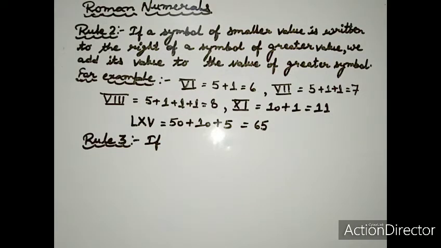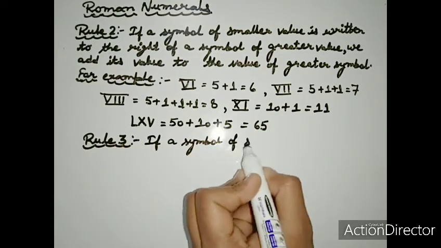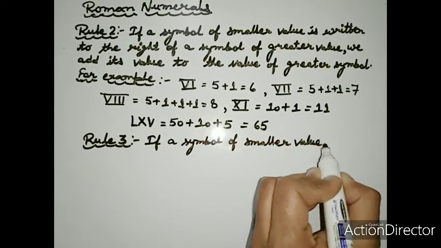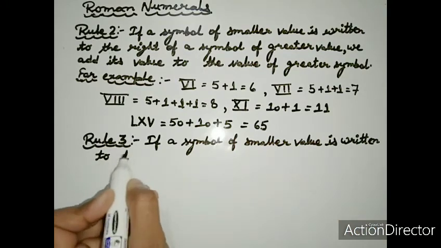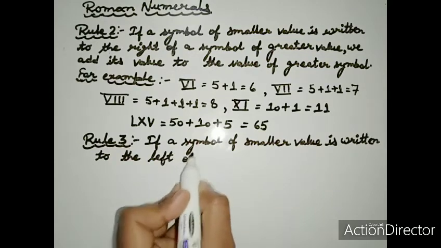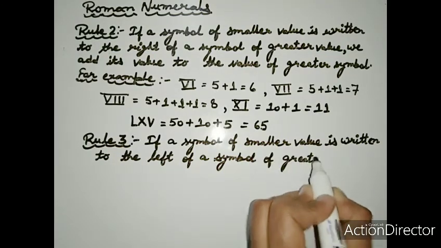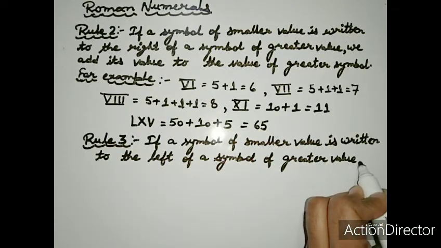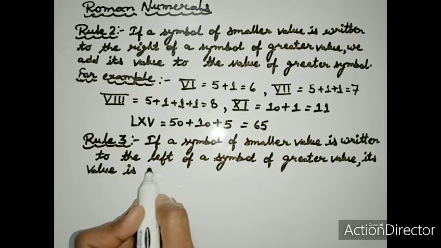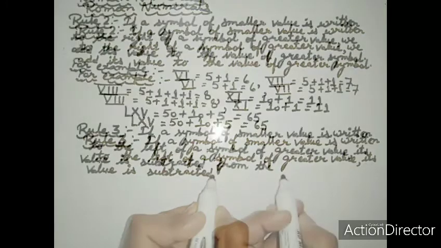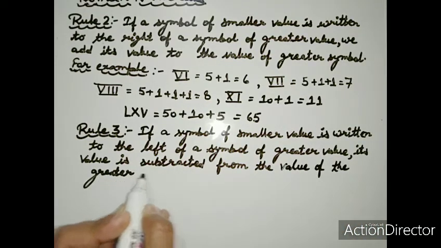Now rule 3. If a symbol of a smaller value is written to the left of a symbol of greater value, its value is subtracted from the value of the greater symbol.